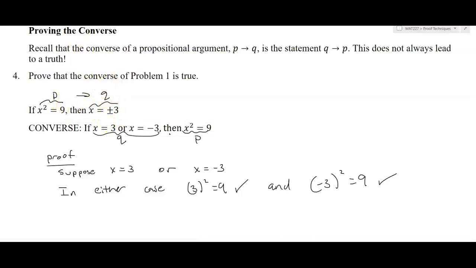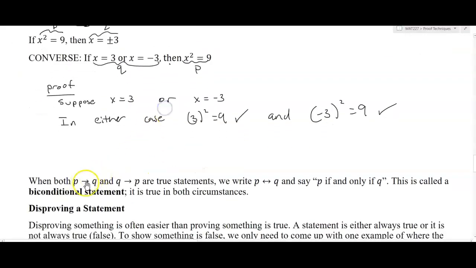So because it works both ways, because P implies Q and Q implies P are true statements, we write P if and only if Q, and say P if and only if Q. This is called a biconditional statement. It is true in both circumstances.